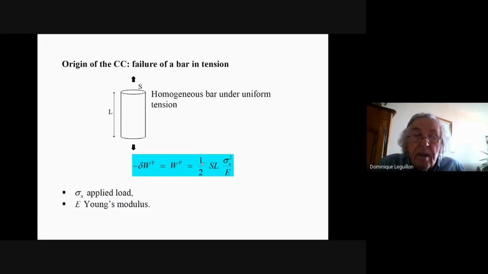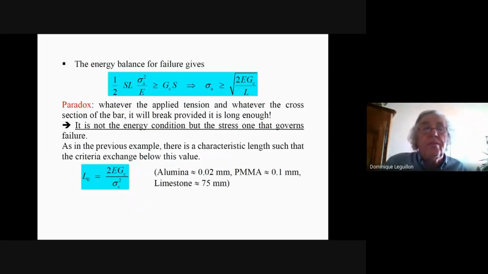and it is defined like that, 1/2. This is the surface of the cross section. This is the length of the bar. This is the applied stress and Young modulus. Here, you get that. And now, again, if you try to use the energy balance, this is the available energy. This is the energy consumed by failure. It's GC, the fracture energy, times the surface of the crack, that is the surface of the cross-section of the bar. And then again, you get that it breaks if the applied stress is larger than this quantity.